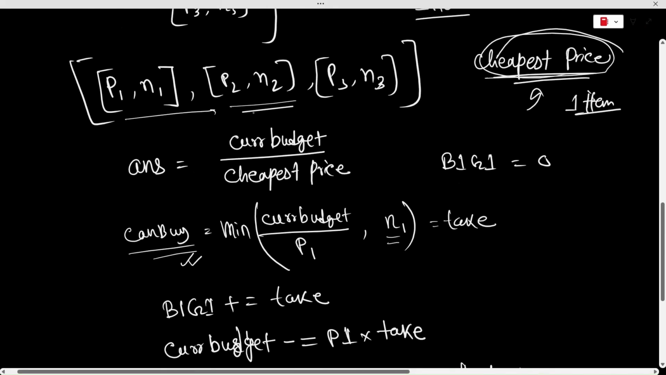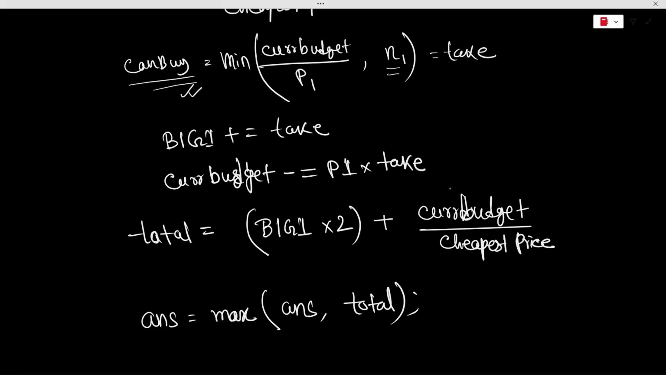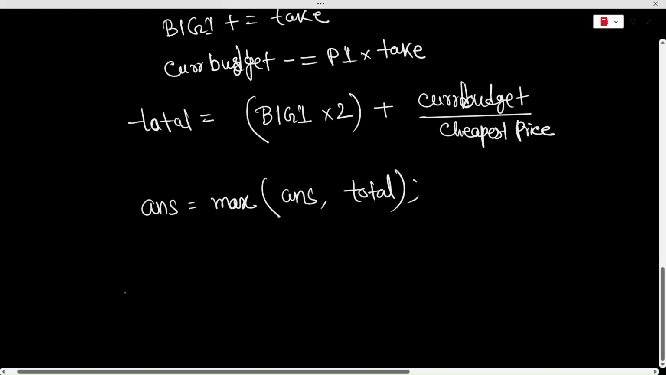Again, our total number of items we are getting after taking P1 and P2 will be buy one get one into 2, plus whatever the current budget will be at that time divided by our cheapest price item. Again, we will maximize our answer. This way, at the end, we can return our answer. Right.